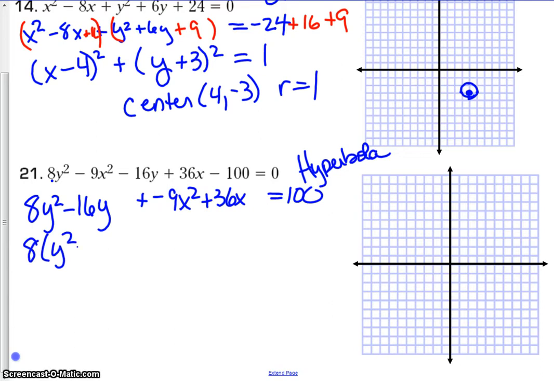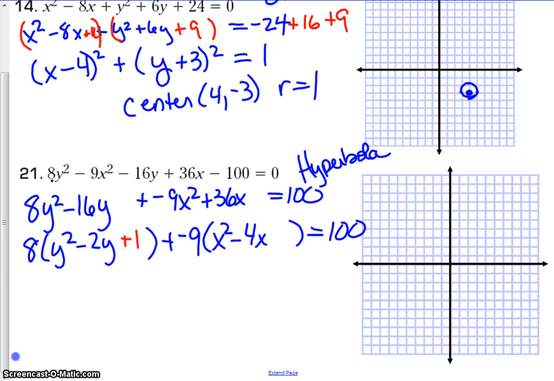So here I'd have y squared minus 2y. I'm going to leave space for completing the square. I'm going to factor out my negative 9. I'd have x squared minus 4x. I'm going to leave room for completing the square. Now I have to complete the square, so this would be plus 1. So really over here I have plus 8. I ran out of space, sorry. Here it would be plus 4, but really it's plus a negative 9 times 4.